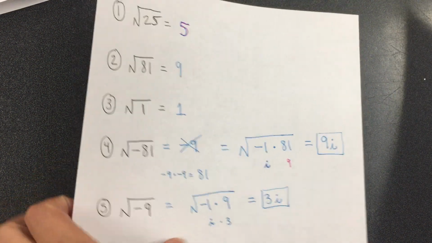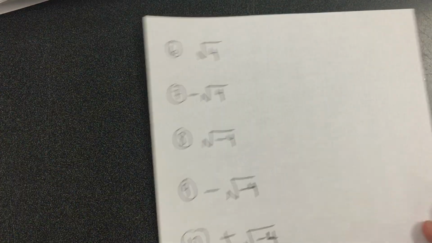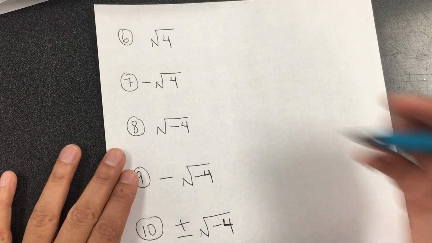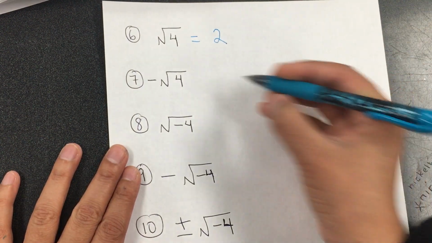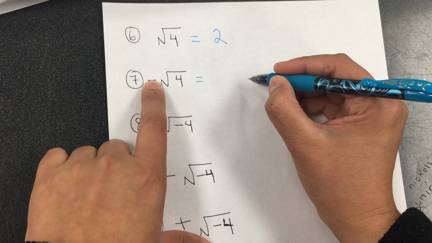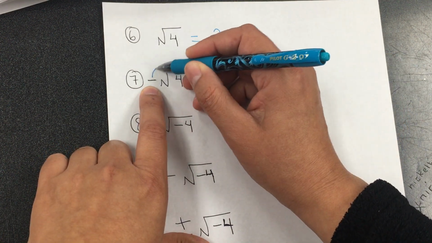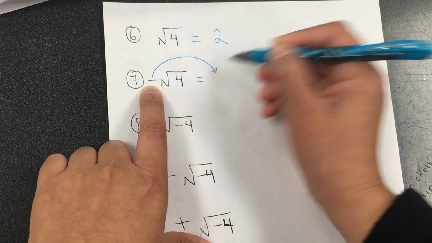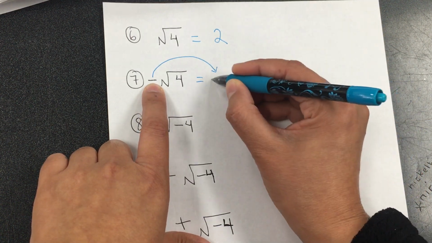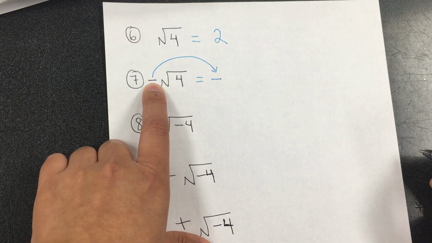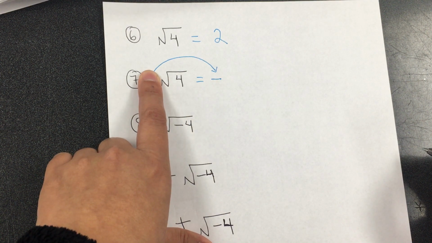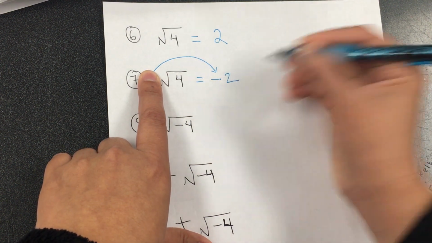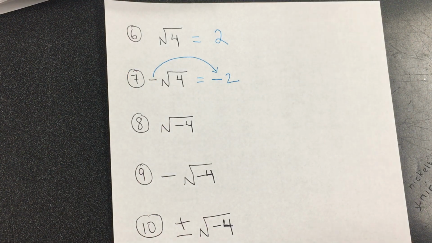Okay, let's do some more, and these are going to go hand in hand. So we know that the square root of 4 is 2. If we have a negative outside, be careful. A lot of people get confused and they want to put an i. No, that is a negative. It's outside, so you just carry it over. And then after that, the square root of 4 is 2. So the negative of the square root of 4 is just negative 2.